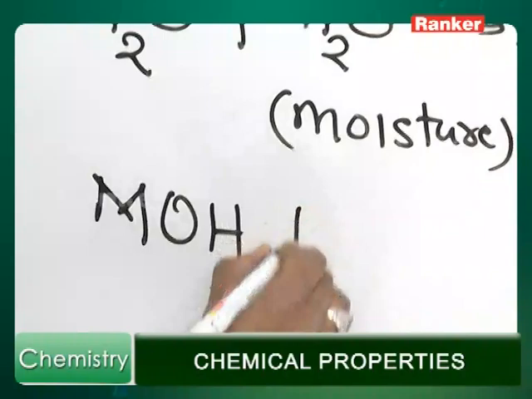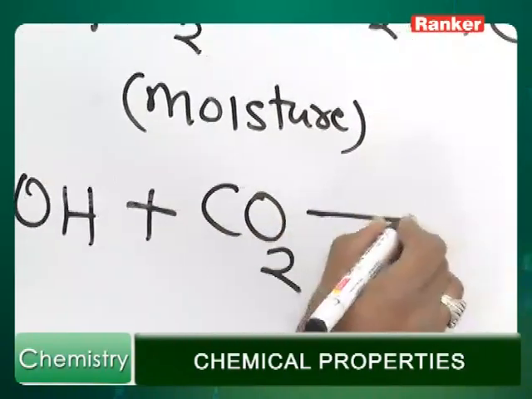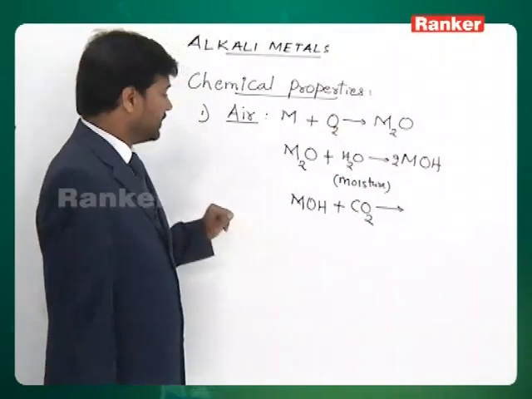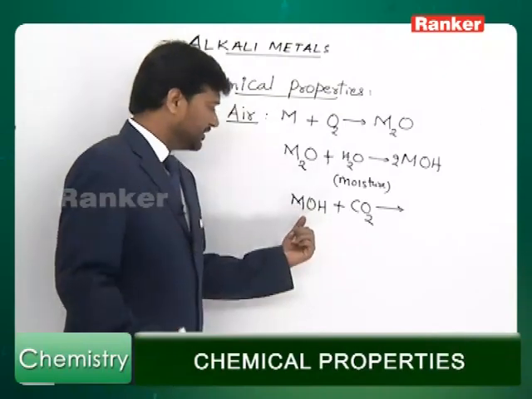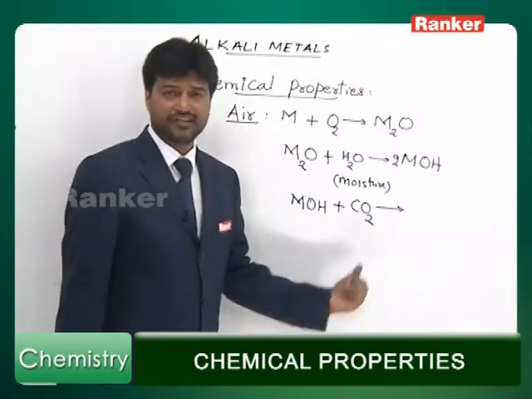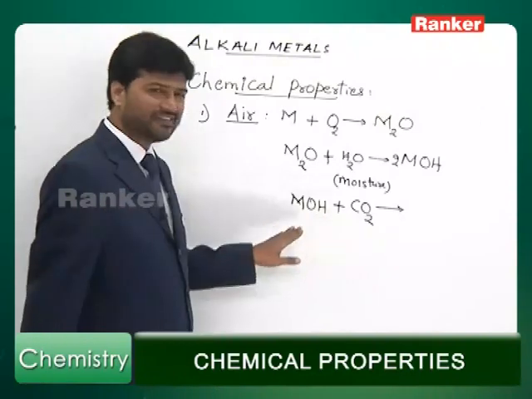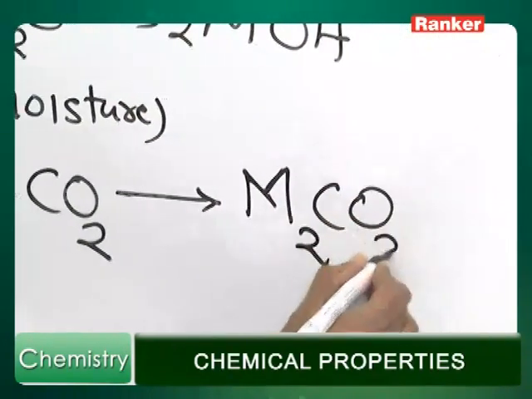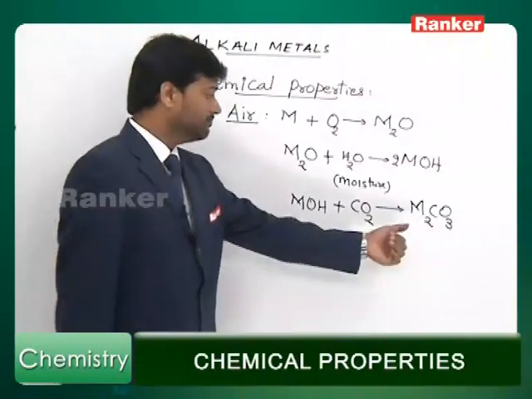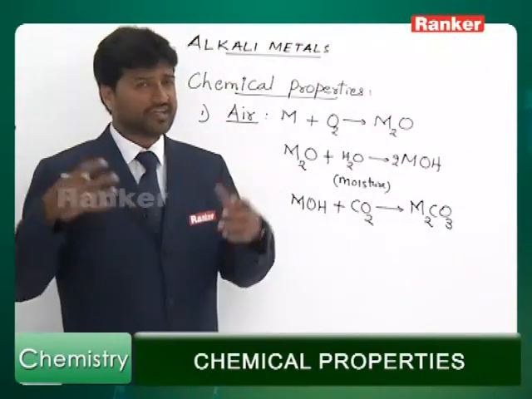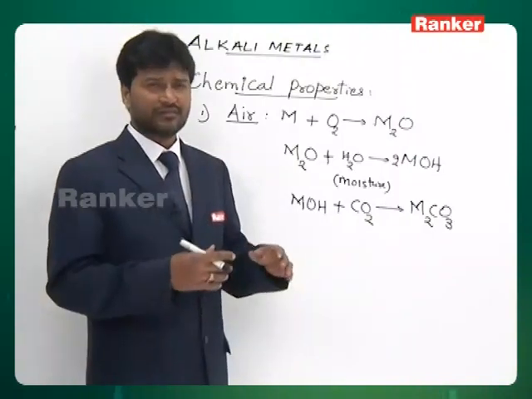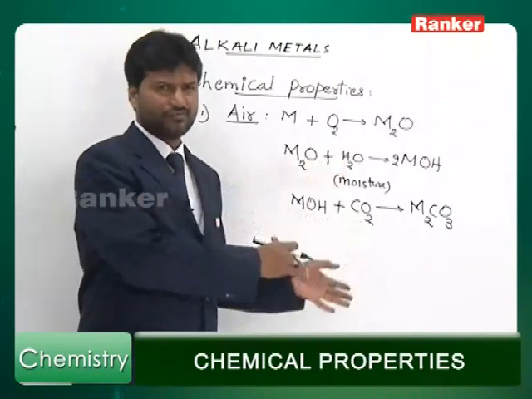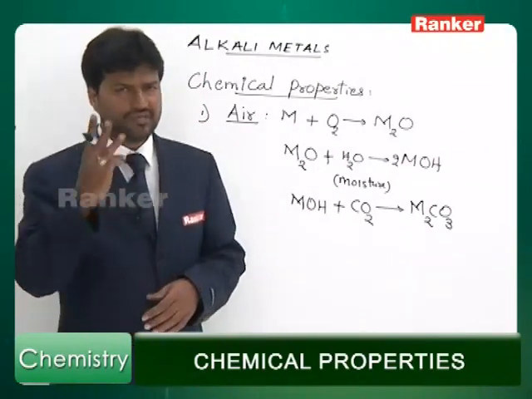MOH then combines with carbon dioxide present in air. See, these are components of air: O2, H2O and CO2. Here I would like to tell you that this is a strong base and carbon dioxide is an acidic oxide. So this is an acid base reaction which takes place and you get M2CO3. It is a metal carbonate. So we can put it like this: when an alkali metal is exposed to air, it ultimately transforms itself into metal carbonate. During this process of transformation of metal into metal carbonate, there are three important reactions which take place.